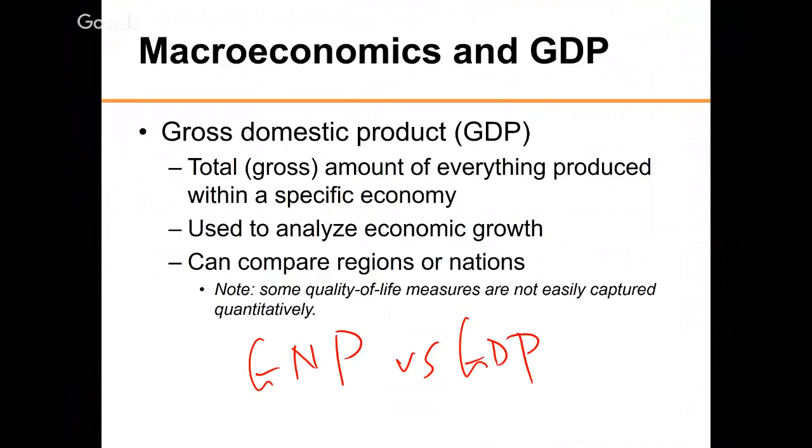Let's suppose Ford, which is a US company, makes a car in Mexico. That will be Mexico's GDP because it's in Mexico. But because the car is made by a US company, that's US GNP. Again, remember, GDP is everything produced in the country, regardless of who produced it. GNP is everything produced by the home economy, regardless of where the good is produced. Okay, so there's a difference.